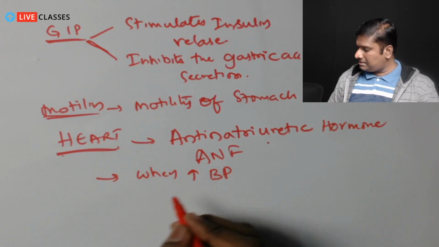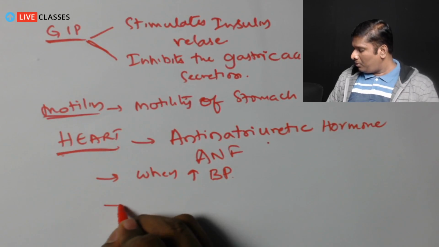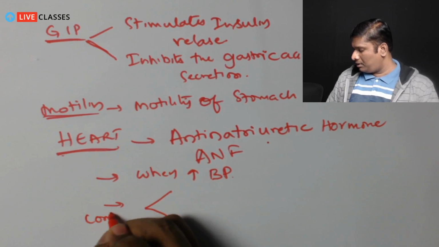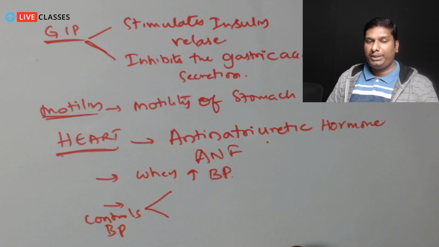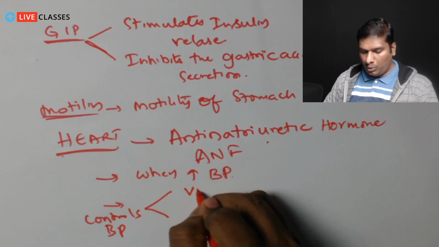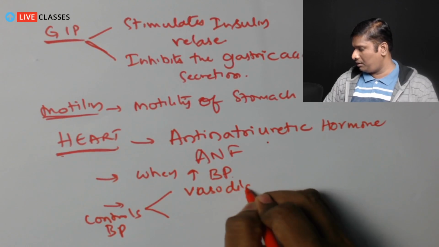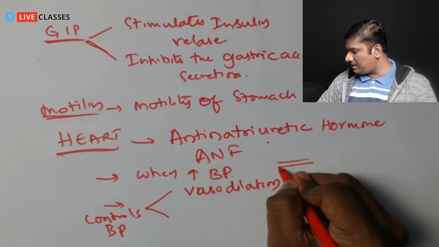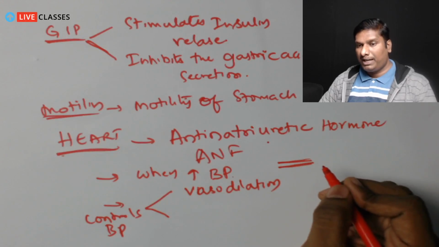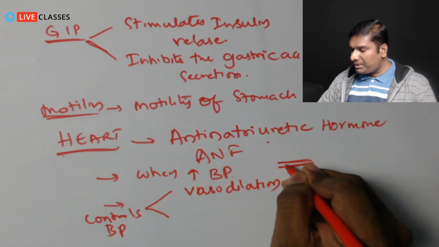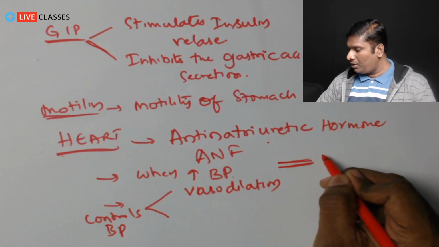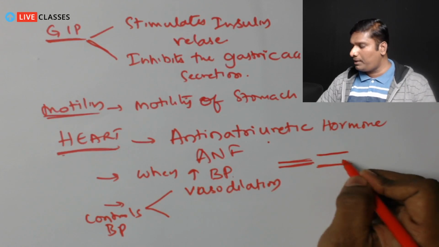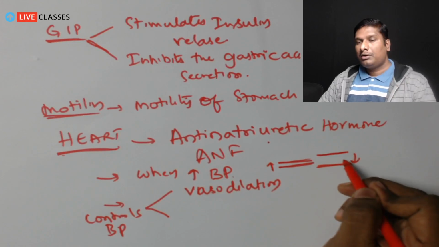Now this obviously has to control BP. This hormone controls BP by doing two things. The first one is vasodilation. If your blood vessel is like this, and now the blood pressure is high, if the blood vessel is expanded a bit, obviously the pressure will go down. The pressure will be high here. This is called vasodilation.